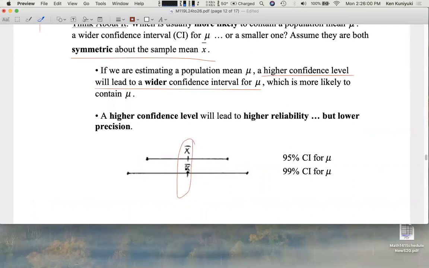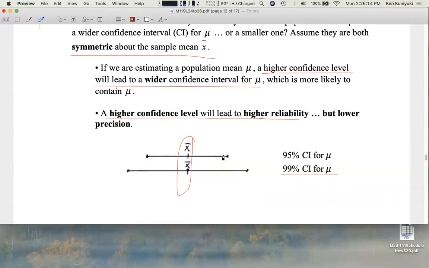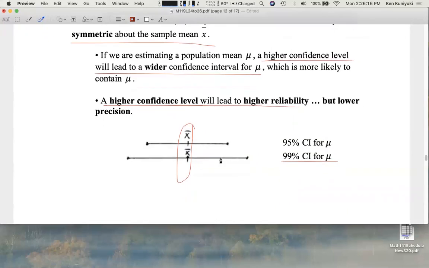Again, the same is true for p hat and p. A higher confidence level will lead to higher reliability. This 99% confidence interval is more likely to contain mu, but it's wider. It has lower precision. Now, you may not appreciate what this all means. Let's put this in the context of students asking about test scores.